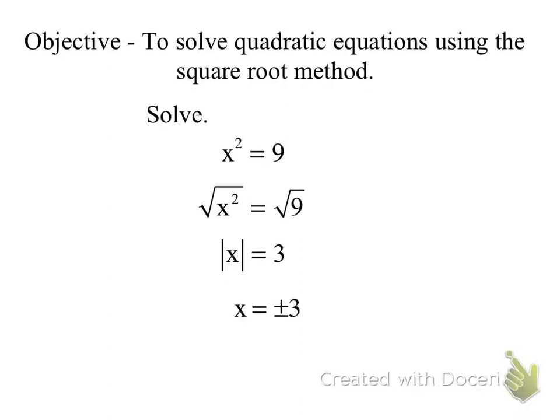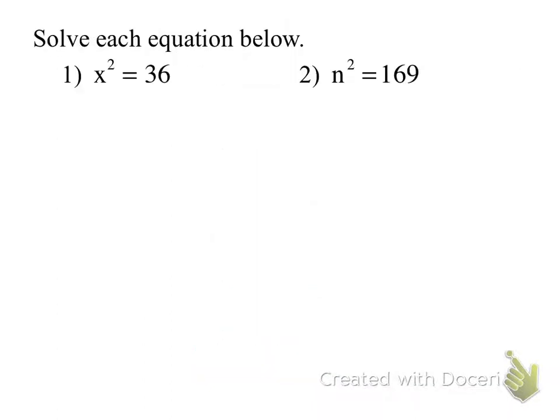Perfect. Questions? All right. So I've got 2. And you will notice there are 2 solutions. The big mistake that people made on the test, 2 tests ago, is they just said x equals 3. Remember, the absolute value of x is equal to plus or minus 3. Questions?